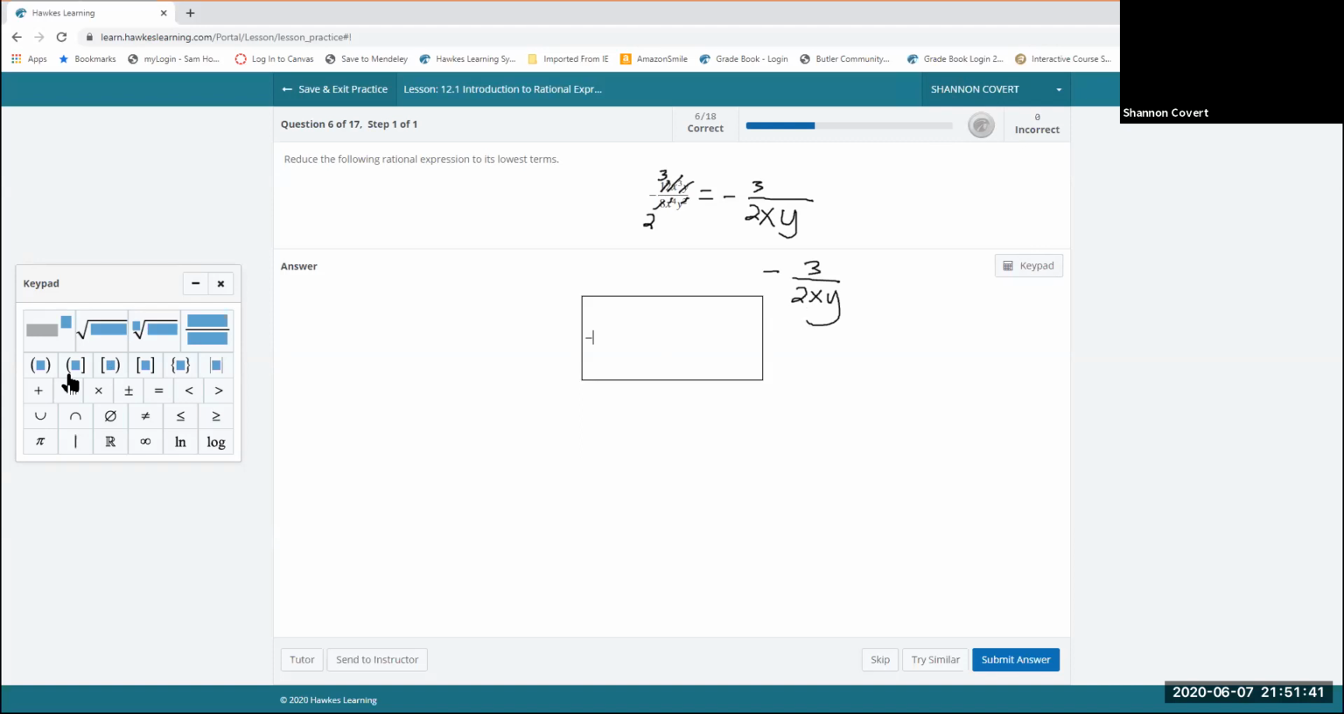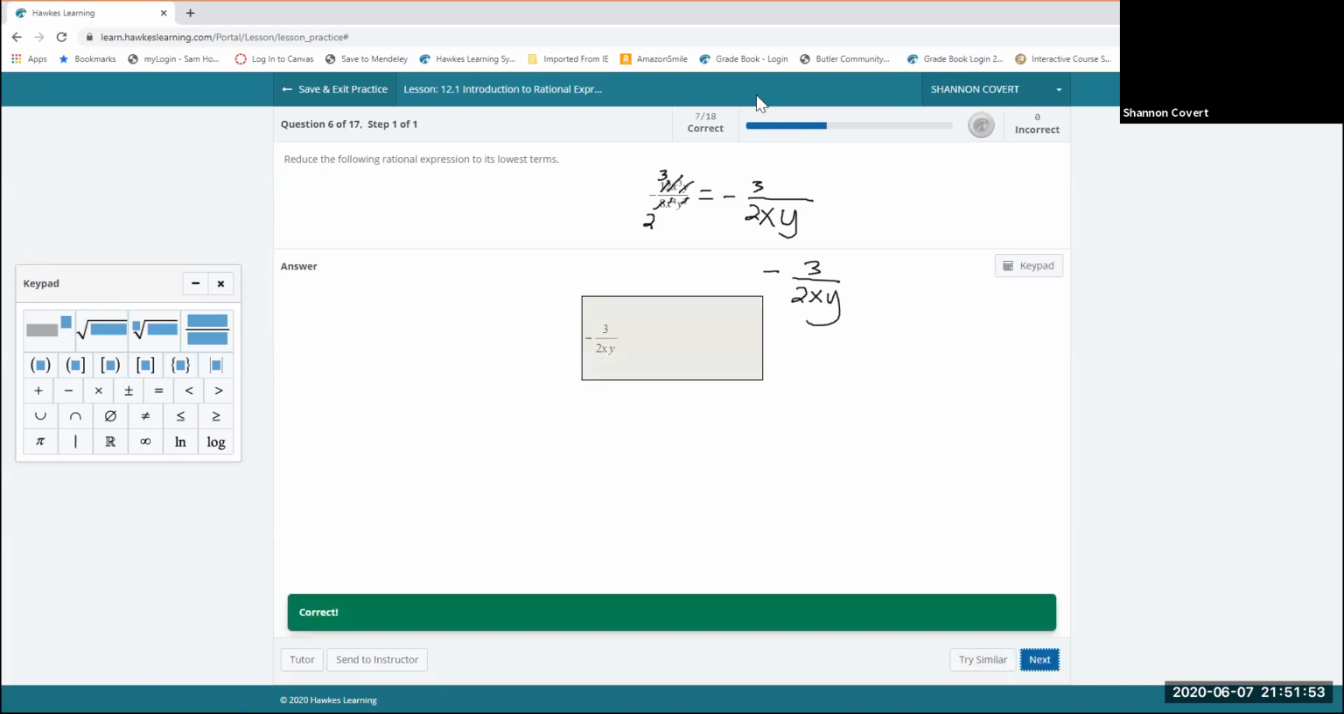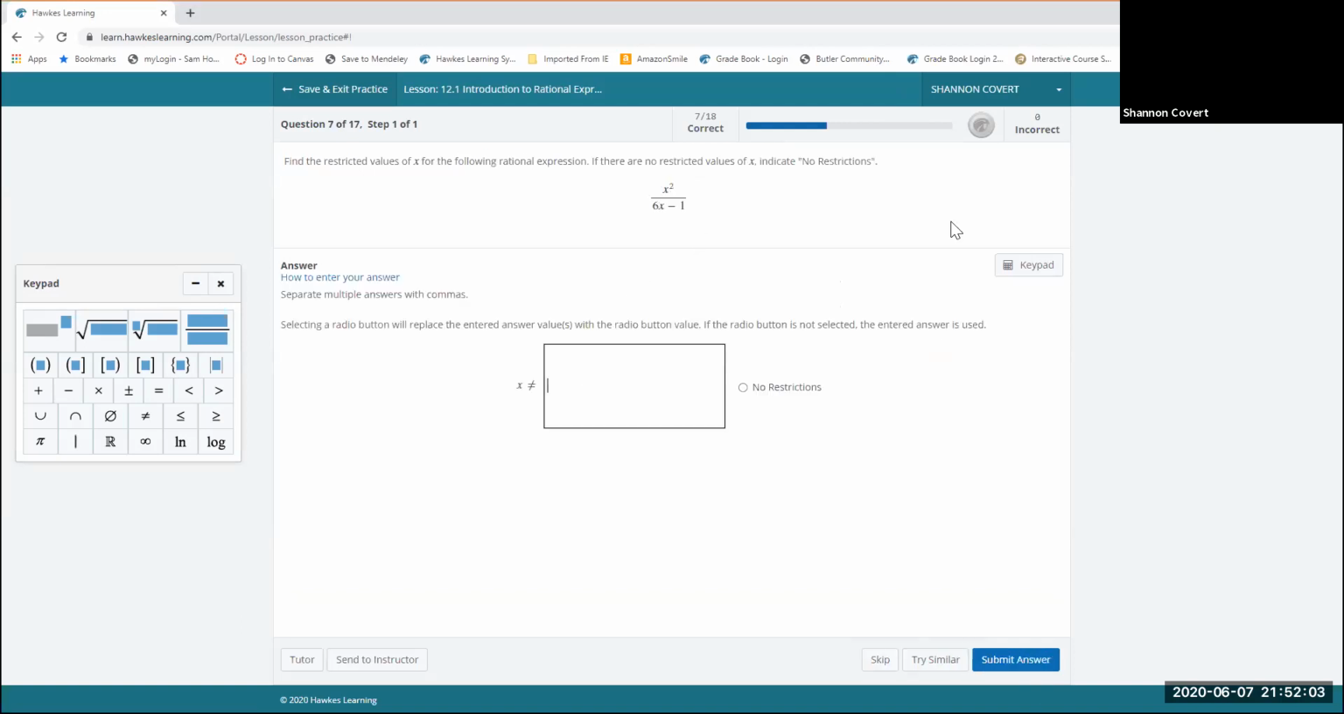Put the negative in, get my fraction. 3, you just hit the down arrow to go to the denominator. 2xy. Submit your answer. Move to the next problem.